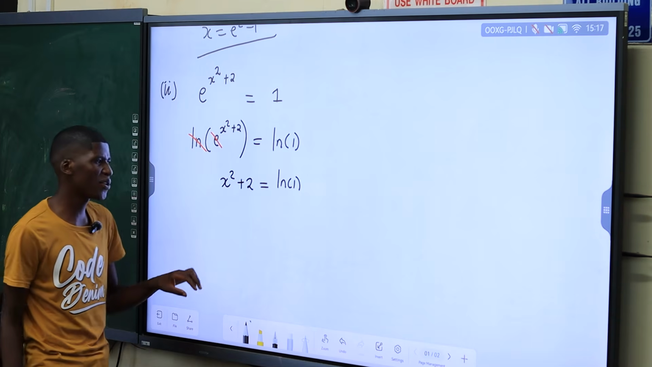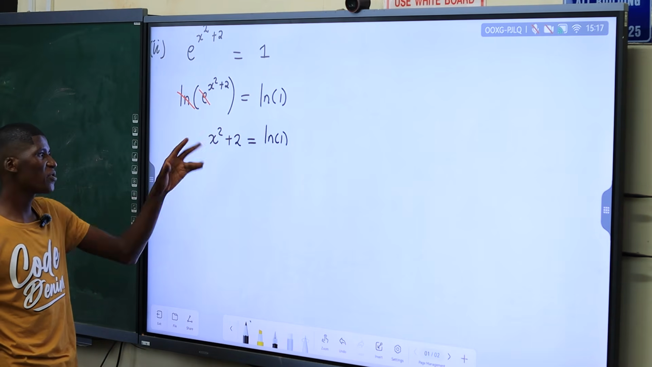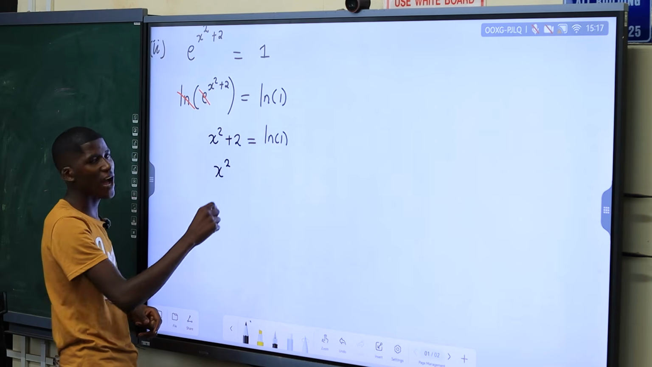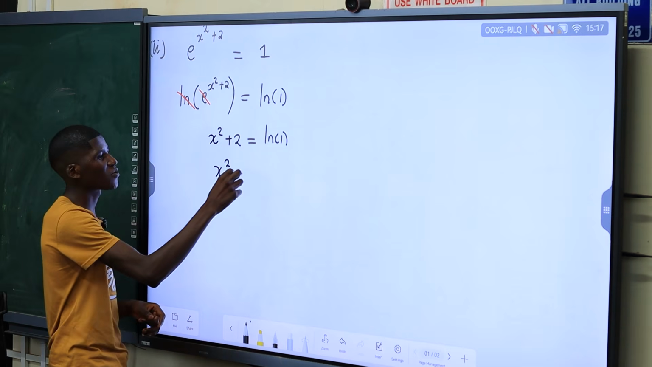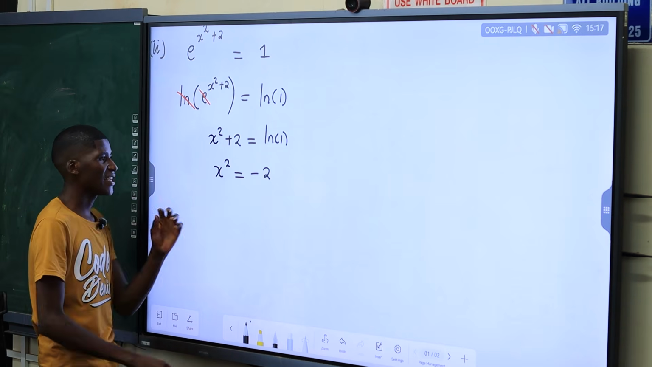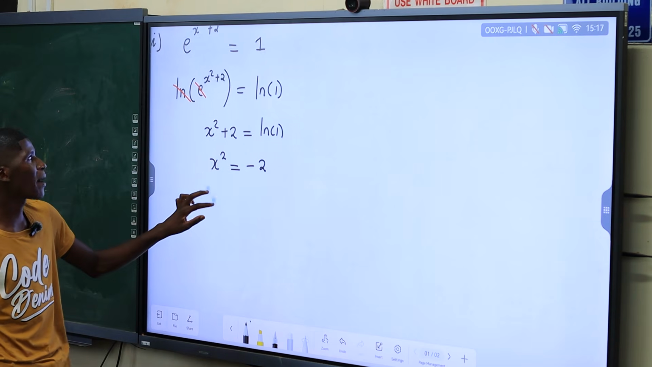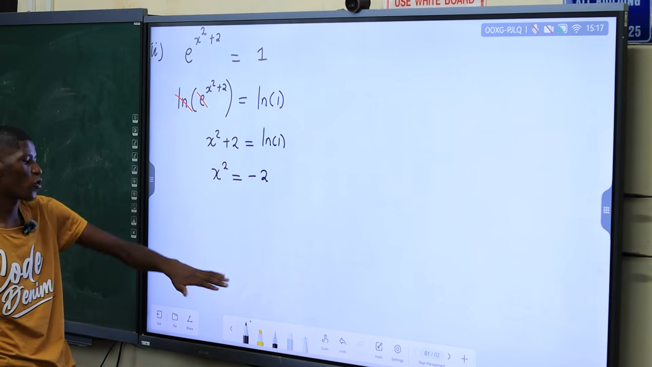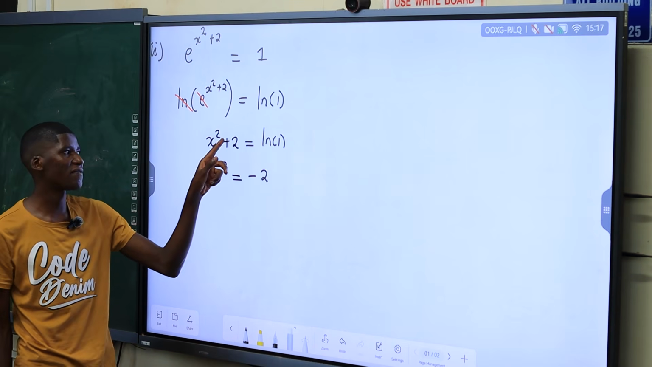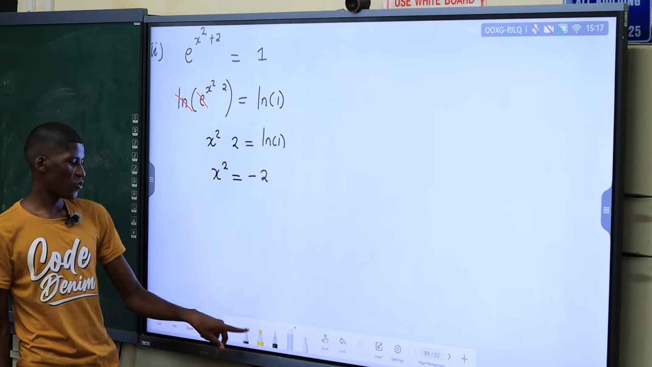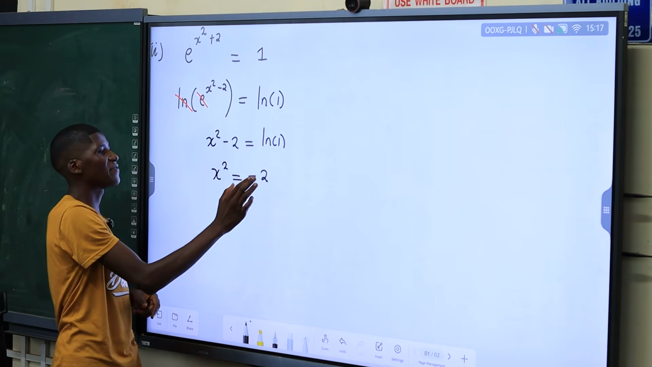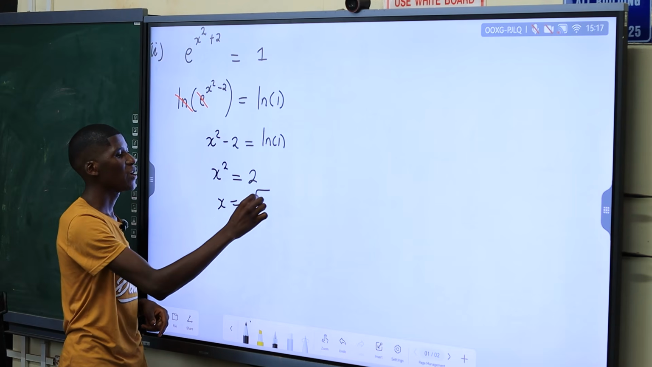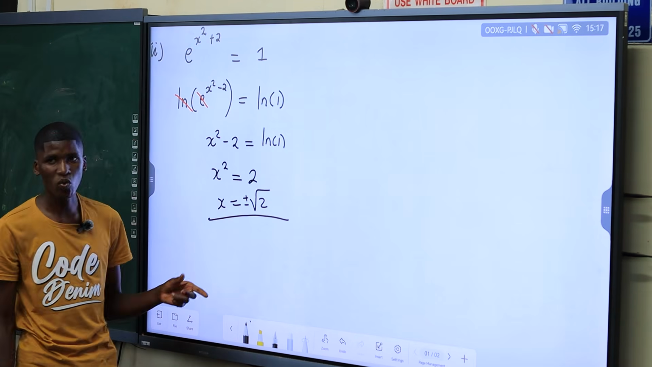What is the value of ln of 1? Which one is 0 between ln of 1 and ln of 2? Ln of 1, right? So x squared is equal to negative 2. Obviously this is an imaginary number situation, but I was just showing you the steps that we follow, because you won't be able to have a square root of a negative number. So let's write our answer: x is equal to plus or minus the square root of 2.